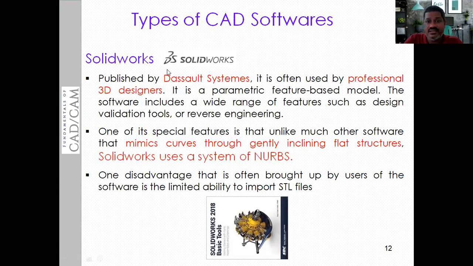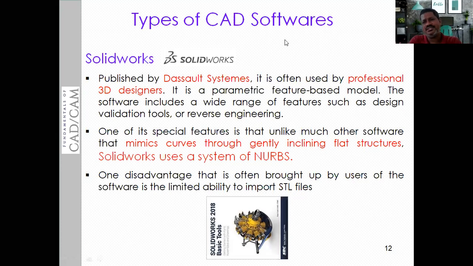Then SolidWorks is also one of the solid modeling software published by Dassault Systemes. Dassault is one software company which developed SolidWorks. It is often used by professional 3D designers. Of course, Creo and Autodesk Fusion 360 are also used by professionals. This SolidWorks will also be used by professionals. Creo, Fusion 360, SolidWorks will all be used by professionals.